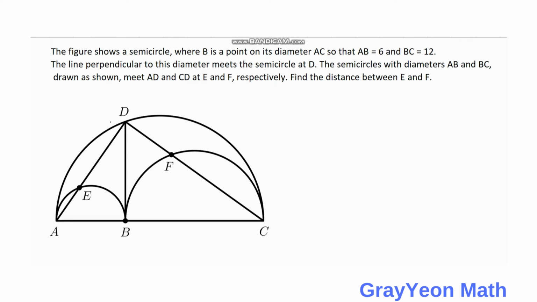The figure shows a semicircle where B is a point on its diameter AC so that AB equals 6 and BC equals 12. The line perpendicular to this diameter meets the semicircle at D. The semicircles with diameters AB and BC, drawn as shown, meet AD and CD at E and F respectively. Find the distance between E and F.